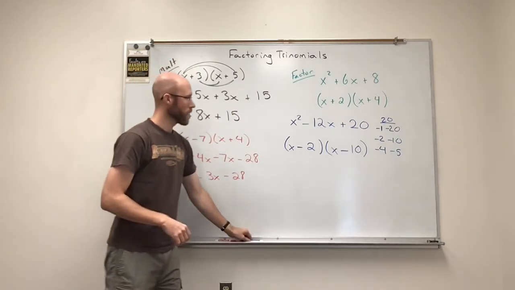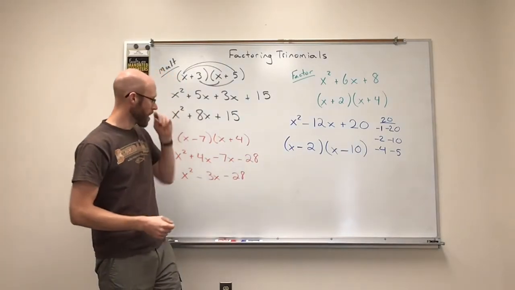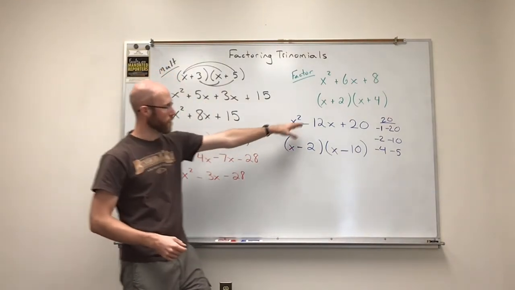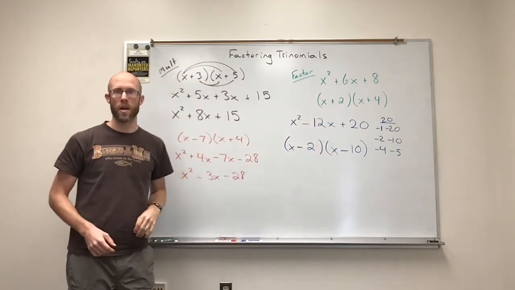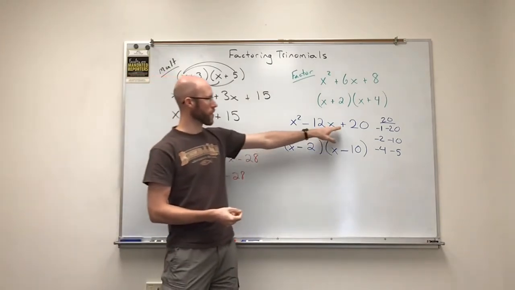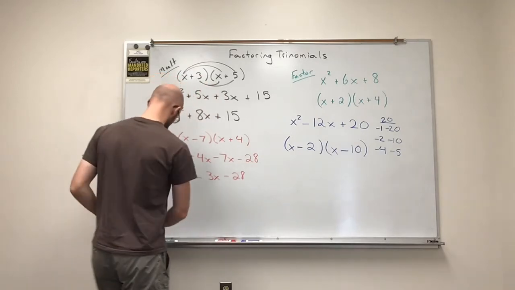So again, the sign can be interesting. You can have both of them positive, you can have both of them negative, you can have one negative, one positive. It all depends upon the signs of the constant and that middle term. Let's try maybe one more.